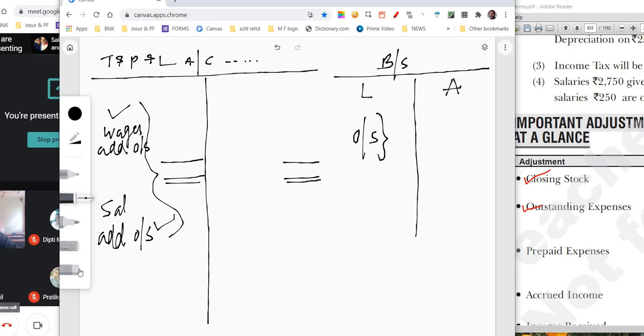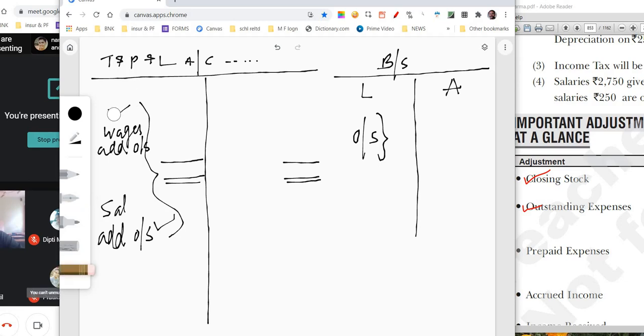So outstanding expenses done. Okay, and what is this outstanding expense? Who will say it very short in a very simple way? Expenses due but not paid. Yes, very good. Expense due but not paid. Very good.